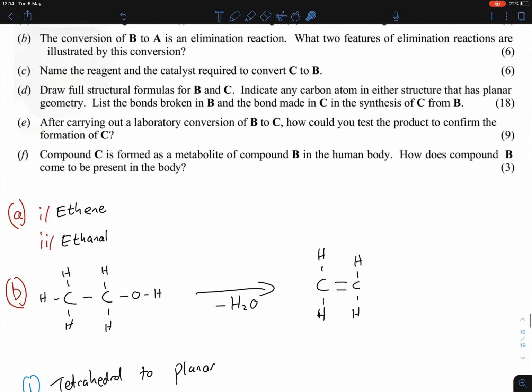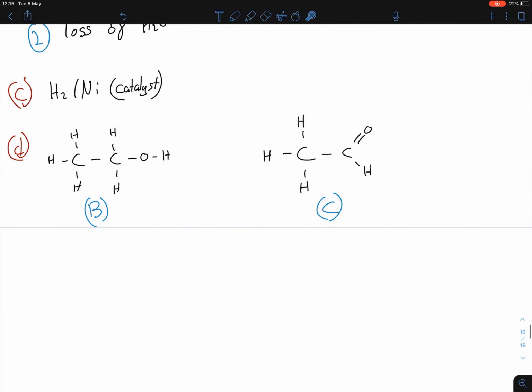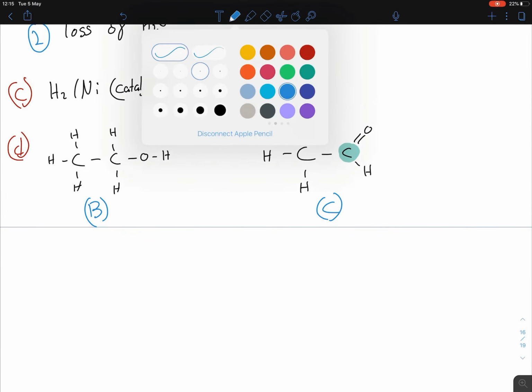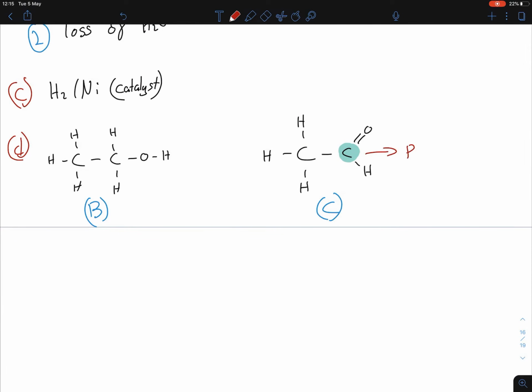Next, indicate any carbon atom in either structure with planar geometry. So what's planar here? Well, there's only one carbon atom that's planar, and that's this carbon atom here, because it's the only one that has a double bond. So I'm just going to make a note of that. It's the only one, because there's a double bond present. The rest of this molecule, and the alcohol over here, doesn't have any planar atoms either.